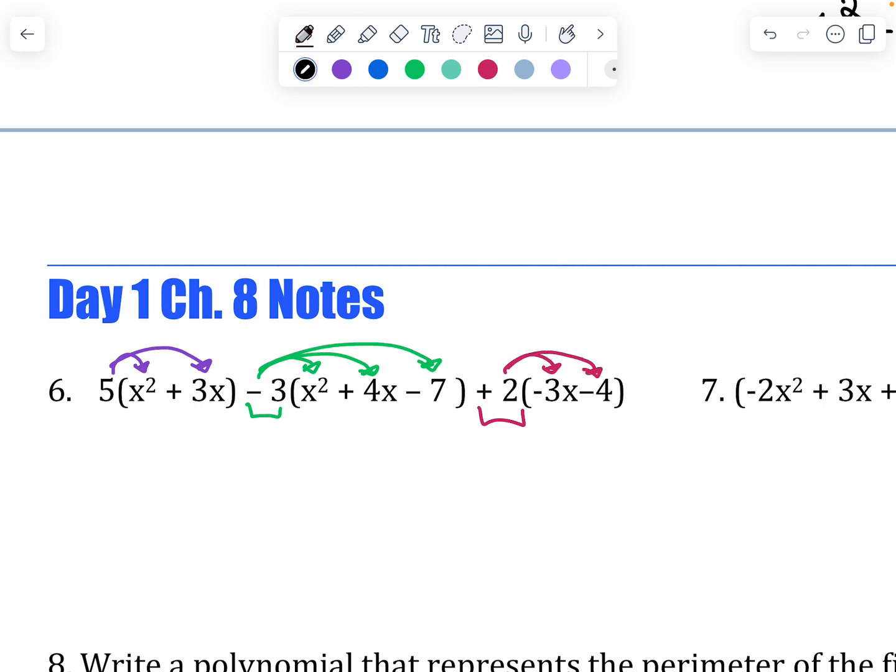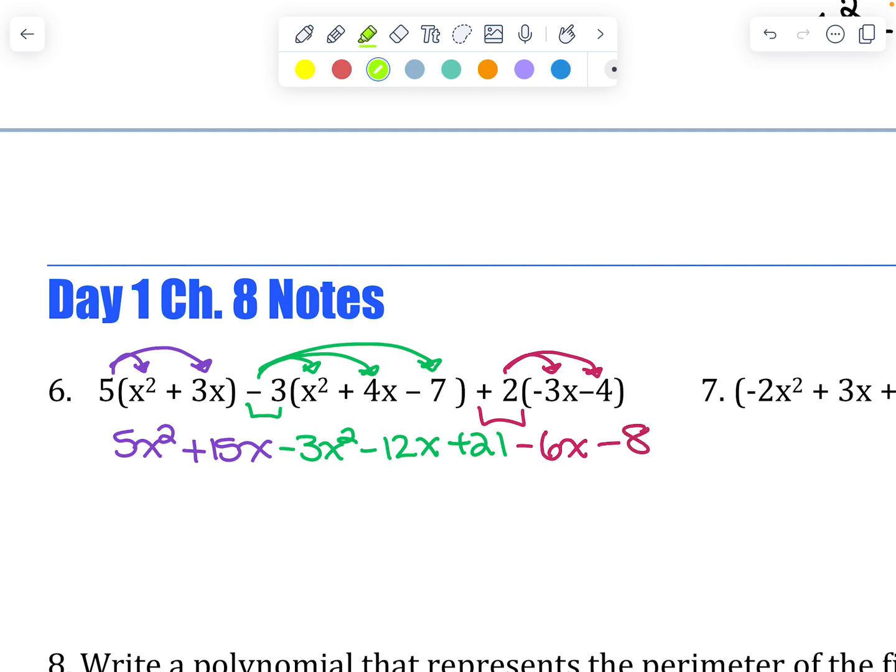So remember, when you multiply, multiply the numbers. So 5 times x squared just gets stuck next to each other as 5x squared. 5 plus 3x, multiplying them together gets plus 15x. -3x squared minus 12x plus 21. And then a minus 6x minus 8. And then again, after that, combine like terms.